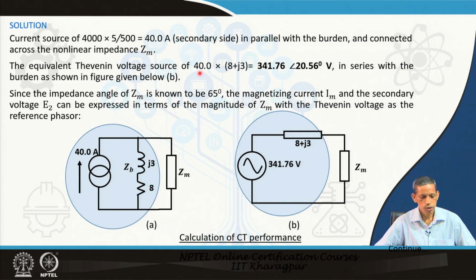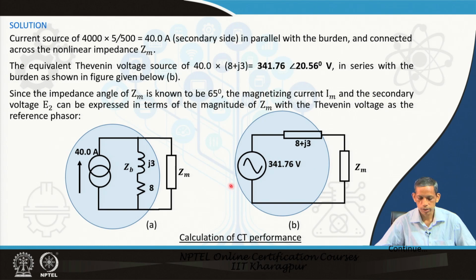So, this 40 you can say that if we go for the Thevenin's equivalent of this one, then we will get like this, because these two components are given to us. So, we have the Thevenin's voltage of 341.76 and the corresponding series resistance of 8 plus j3. Now, there will be a Zm. So, this becomes a series path for this Thevenin's voltage.